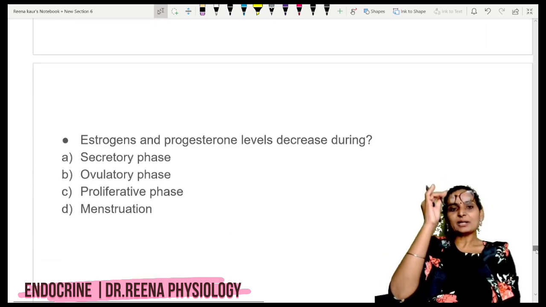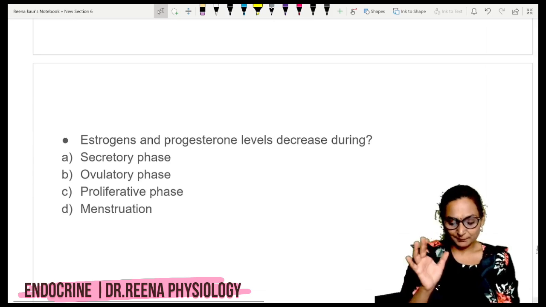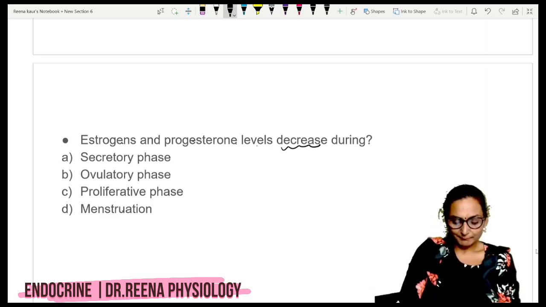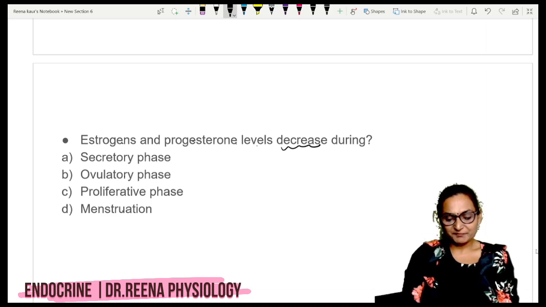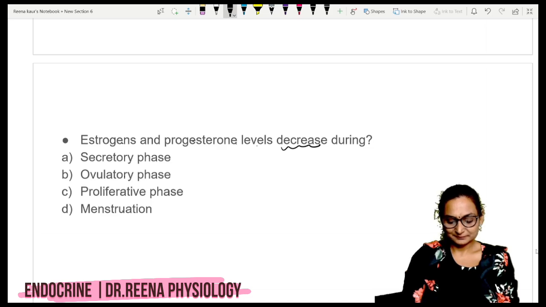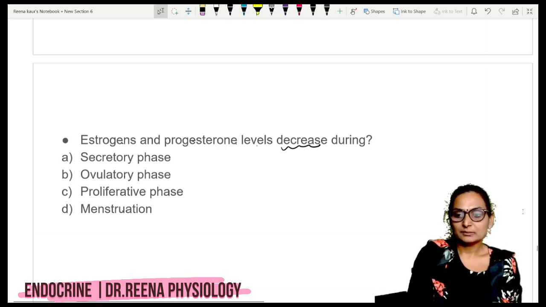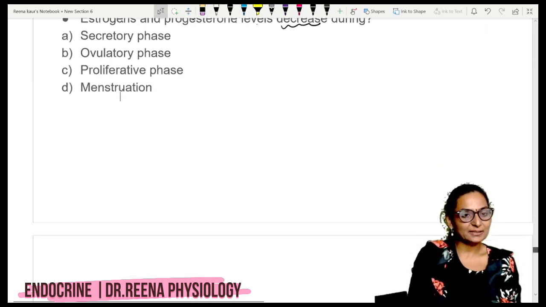Now, this question on the female reproductive cycle is very important. Can we answer this? Estrogens and progesterones, they increase during which phase? Secretory phase, no, it is decrease. Secretory, ovulatory, proliferative, or menstruation. They are less in which phase? Anybody would like to answer? Okay, or we will first understand the menstrual cycle and then you will answer.